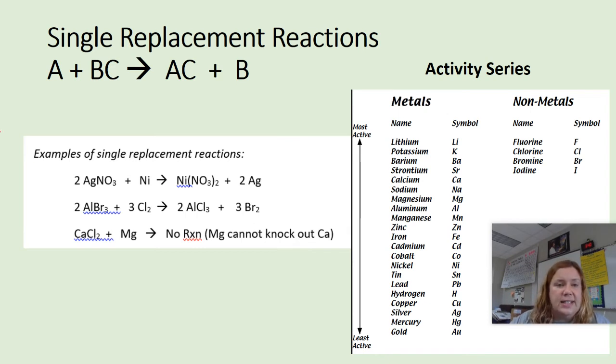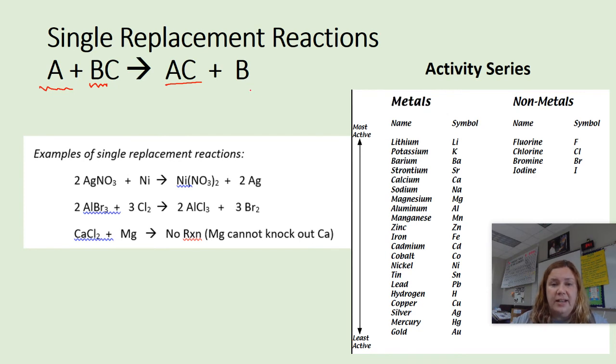So we have a single element and a compound, and then a compound and a single element. What you need to see here is that the single, whether it be a metal or a non-metal, if it's a metal, it can only knock out another metal. If it's a non-metal, it can only knock out another non-metal. This must be a metal since it's knocking out B. So A knocks out B, hangs out with C, and B is left hanging.